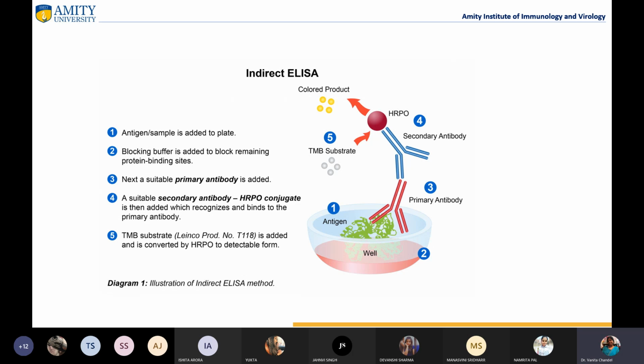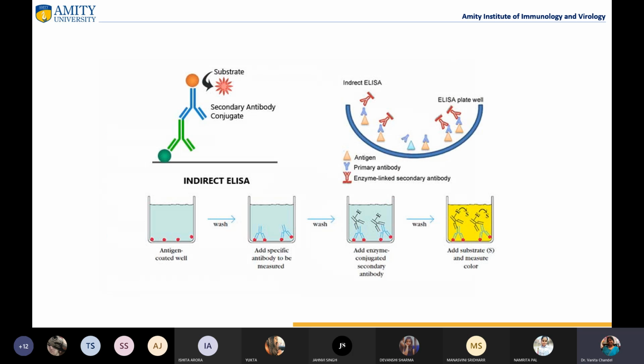So this is a diagrammatic representation of an indirect ELISA and a direct ELISA, right? In indirect ELISA, we add the antigen first, and we do the washing after that. Then we add a specific antibody to be measured, then again washing, then an enzyme-conjugated secondary antibody, and then the absorbance. We add a substrate to see whether there is some virus or not.